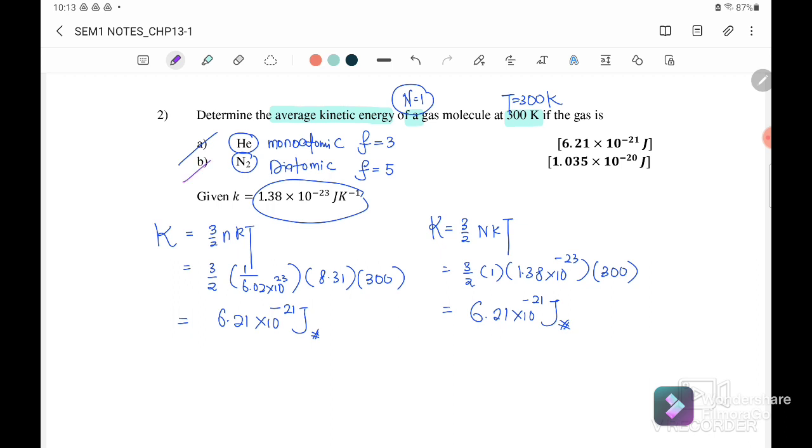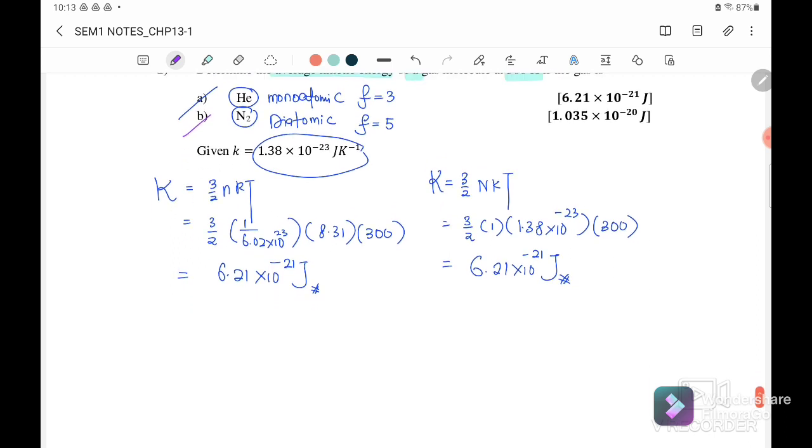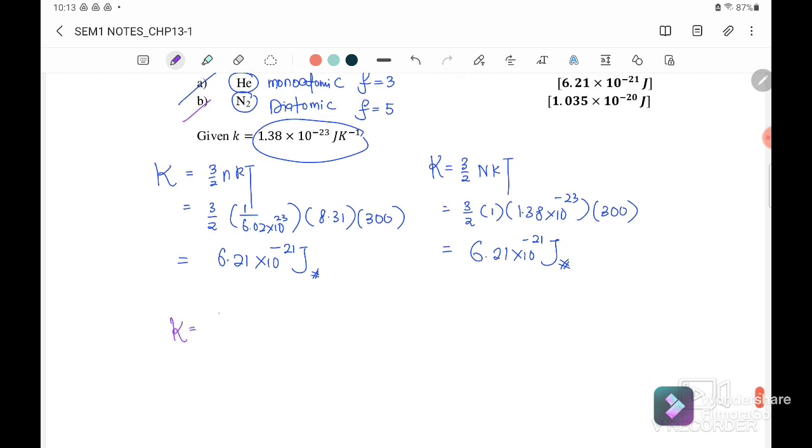Next we will go to nitrogen, which is diatomic. We can use K equals 5 over 2 nRT. We substitute n as 1 over 6.02 times 10 to the power of 23, R is 8.31, and the temperature is 300. We will get 1.035 times 10 to the power of negative 20 joule.